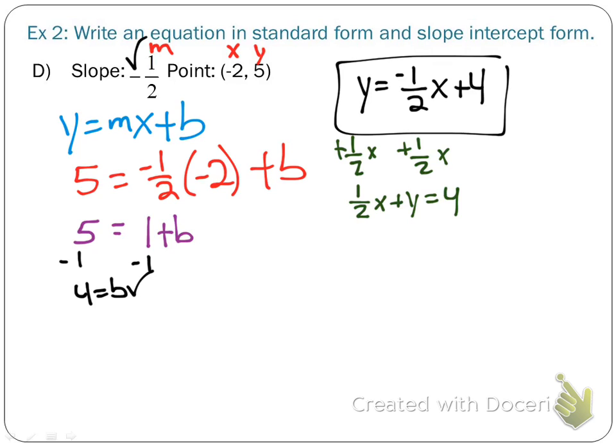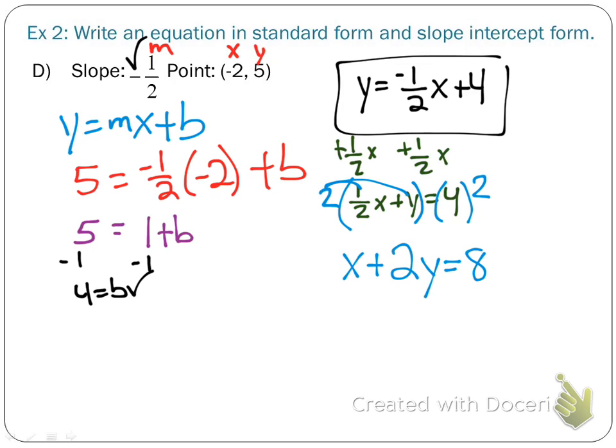Am I done? Nope. What's the problem? Fraction. How am I going to get rid of the 1/2? Multiply everything by 2. Good. I like to put it on both sides. Okay, so can someone tell me what my answer is? Someone else. Yes, ma'am. x plus y equals 8. Careful, multiply the y by the 2 as well. x plus 2y equals 8. Very good.